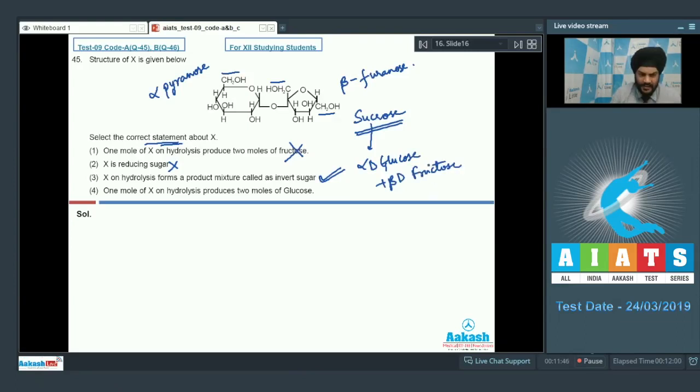And if you talk about the fourth option, 1 mole of X on hydrolysis produces 2 moles of glucose. This statement is also incorrect, students. It will produce 1 mole of glucose and 1 mole of fructose as we had seen before. So students, for this question we have to mark the correct option as option 3. Moving on ahead to the next question.